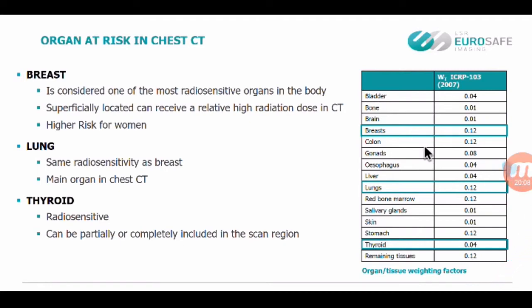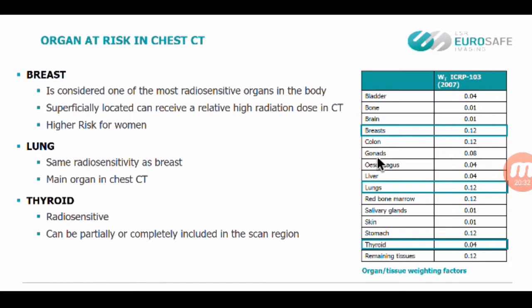Breast is considered one of the most radiosensitive organs in the body, and it has a tissue weighting factor of 0.12. It's superficially located and can receive a relatively high radiation dose in CT when no dose reduction systems are used. And it presents a higher risk for women.